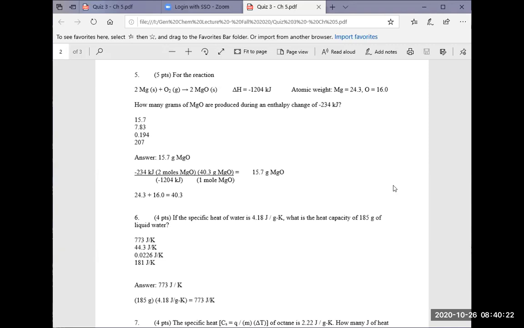Okay, and number 6, if the specific heat of water is 4.18 joules per gram Kelvin, what is the heat capacity of 185 grams of liquid water? So if we look at the units, we have grams that were given of water, and then we have this specific heat value, and the units of that are joules per gram Kelvin. And we see that in the joules per gram Kelvin, the grams is in the denominator, so if we multiply grams times that, the gram units will cancel, and then we'll be left with joules per Kelvin. And that's what we want. So 185 grams times 4.18 joules per gram Kelvin results in 773 joules per Kelvin.